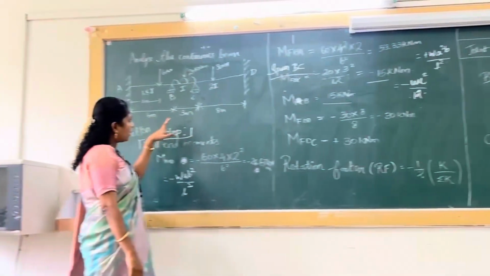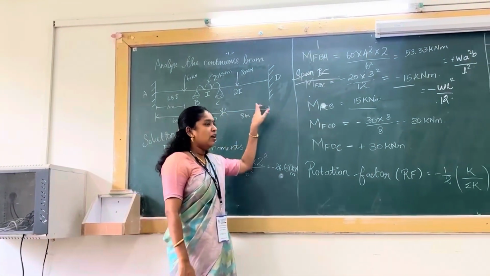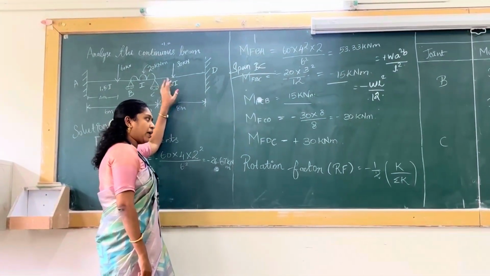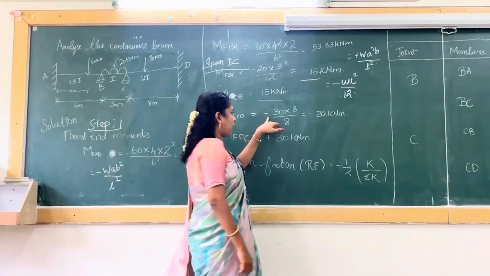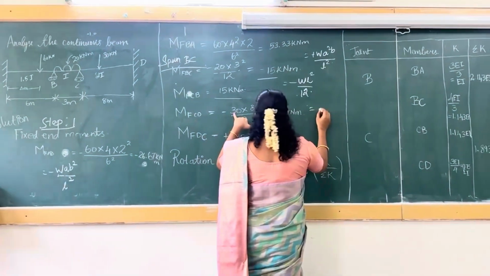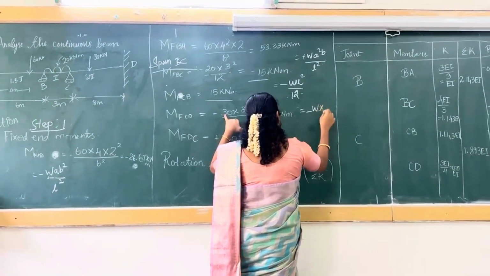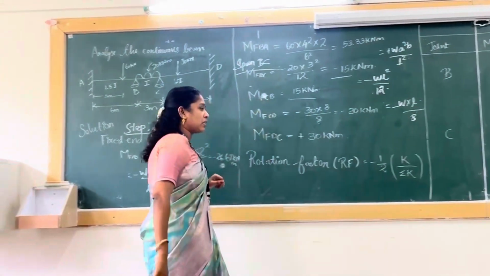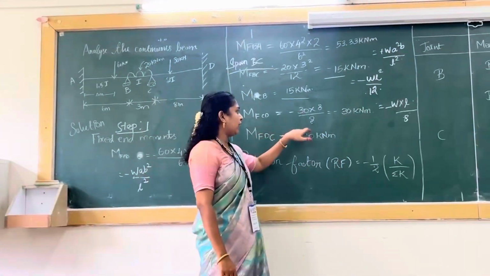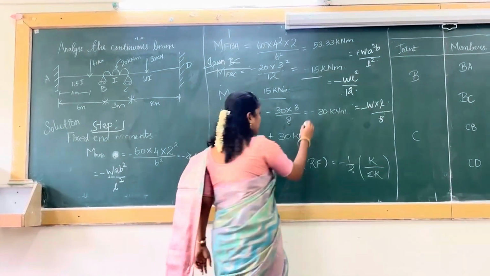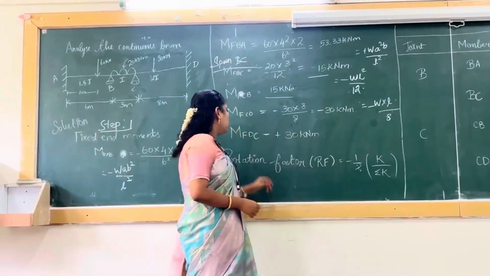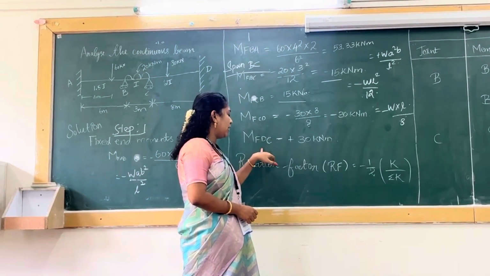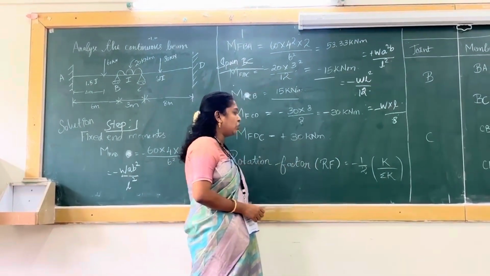So next we will consider the span CD. For the CD we are having a concentrated load at the mid span. So for the mid span we are having the equation as minus W L by 8. So W value is 30, L is 8 and then divided by 8. We are getting minus 30 kilonewton meter. So next for DC, we are getting plus 30 kilonewton meter.